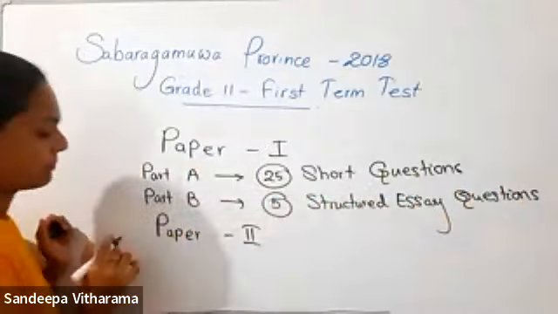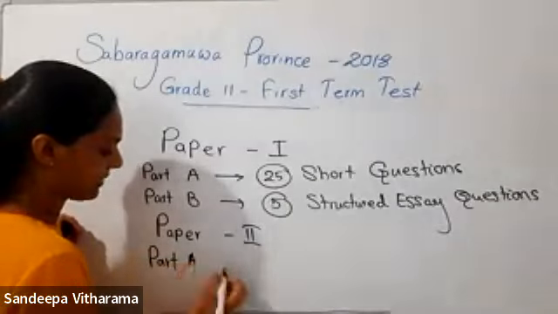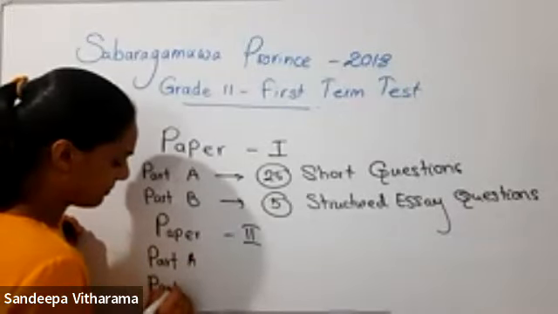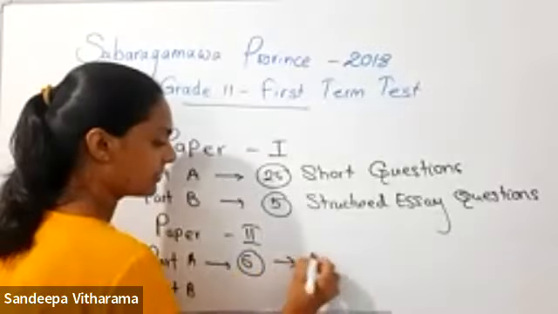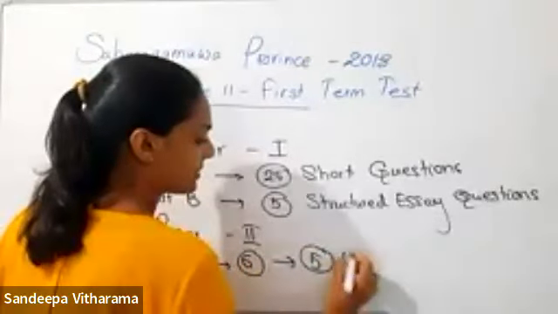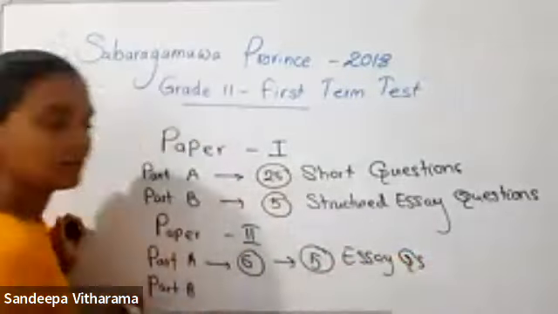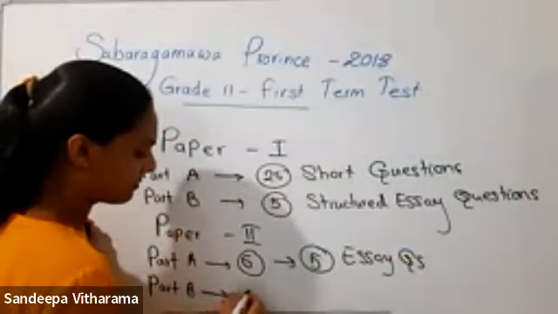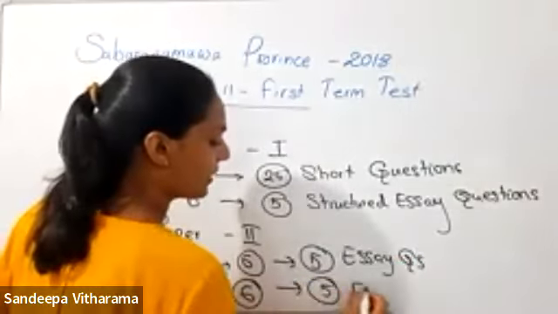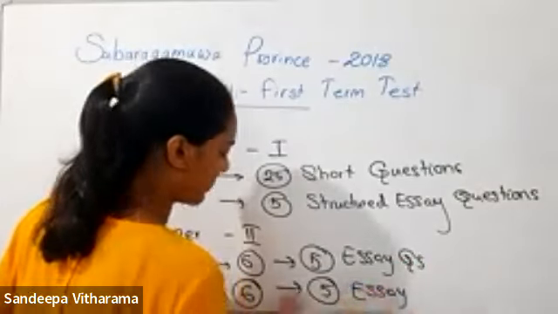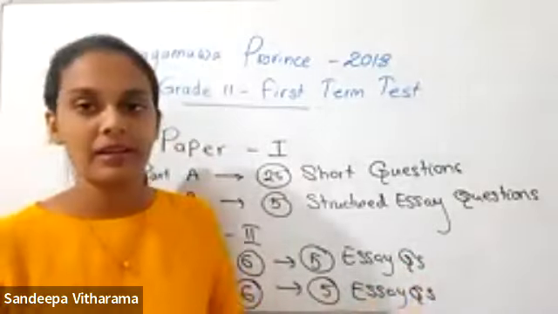And in paper 2, here also there are 2 parts, part A and part B. In part A, there are 6 essay questions, and you have to write the answer for 5 essay questions. In part B also there are 6 questions, and you have to write the answer for 5 questions. That means there are 6 essay questions, you have to choose 5 and write the answer.